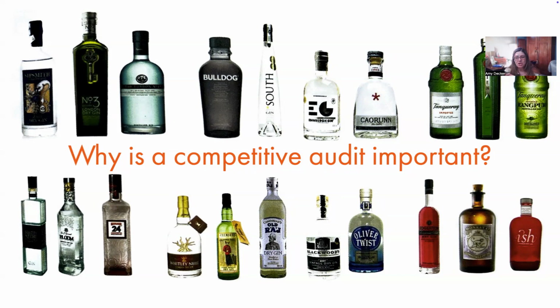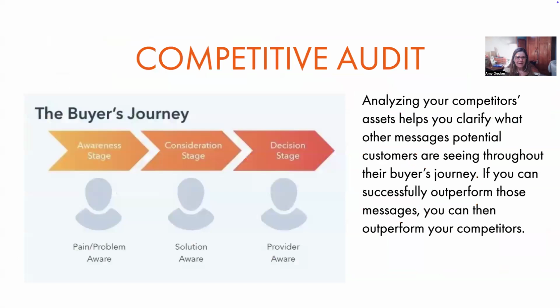And so here's an example of gin. All the different companies that are making gin from small to big, hand batched, handmade, small batch distilled products to big conglomerates that are global in scale. So we want to think about the buyer's journey. When you think about a competitive audit, you want to think about the pain or problem area that a customer has, what their solution is, what's the consideration, how do we make them aware, and how do we make them aware of our product.